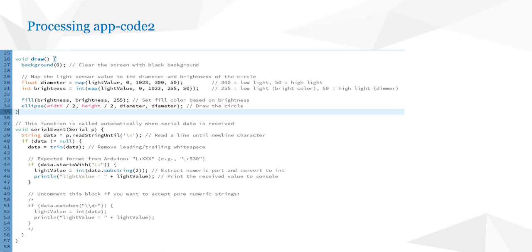Next we read data from that object, calling the method readStringUntil, reading until the new line character. Next we check if the data is not null. If the data is not null, then we trim it to remove unnecessary blank characters. Next we check if the data starts with AL followed by a colon. This text was sent from the Arduino in the same way.